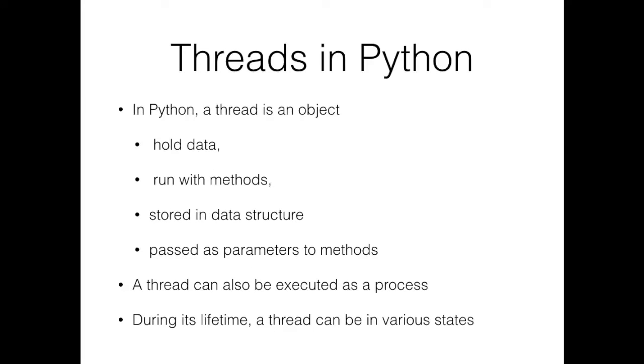Now let's talk about threads in Python. In Python, a thread is an object like any other object that can hold data. This object can also be used to run with methods. The object also can be stored in data structures, and this object can also be passed as a parameter to methods. Also in Python, a thread can be executed as a process. And during the lifetime of a thread, it can have various states.